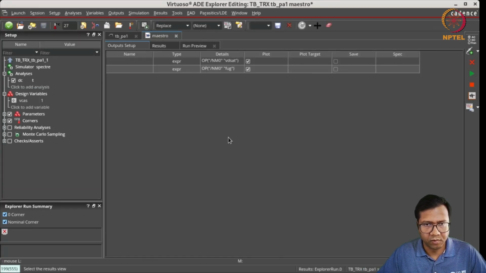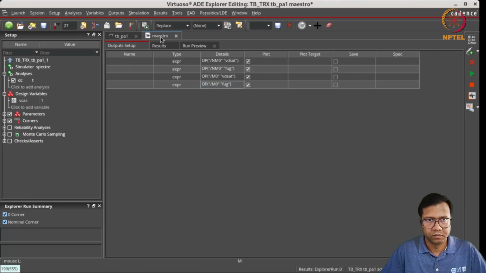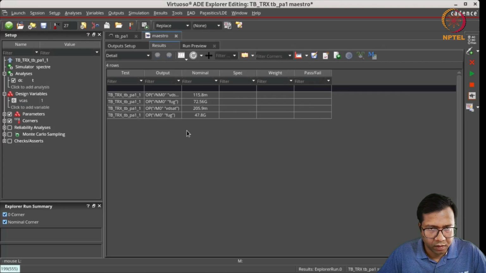we can also add more expressions for the operating point parameters of the cascode device. And here we can see that if we have chosen the cascode gate voltage to be 1 volt, the FT is coming out to be 48 gigahertz and VDSAT is 206 millivolts.